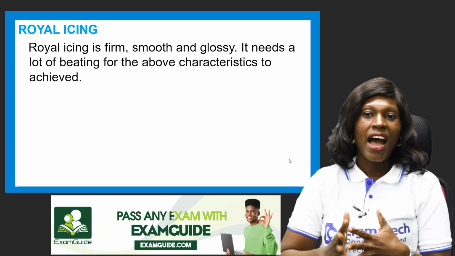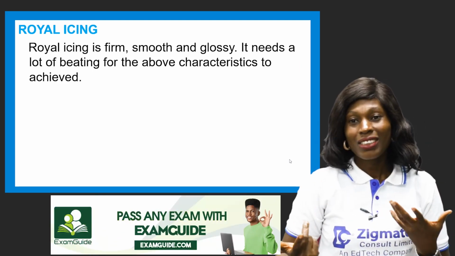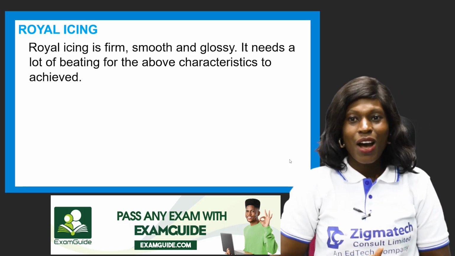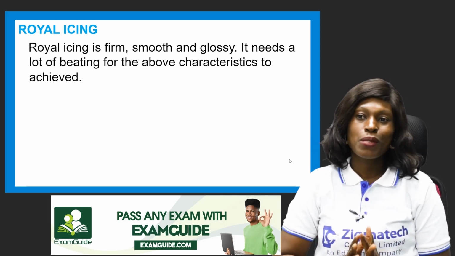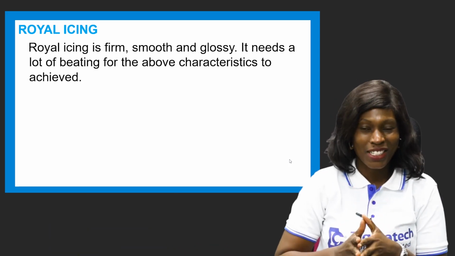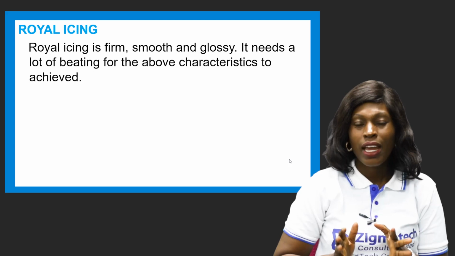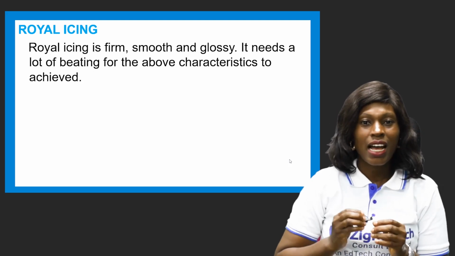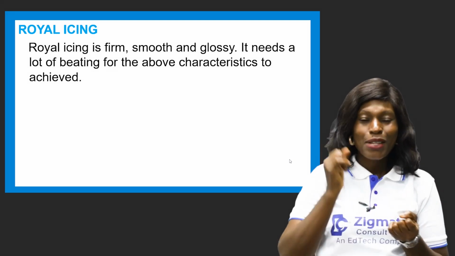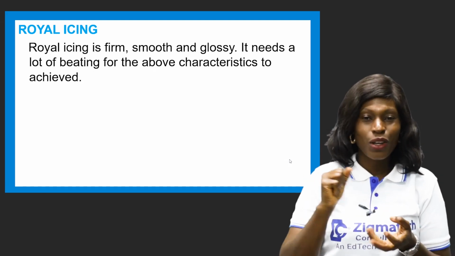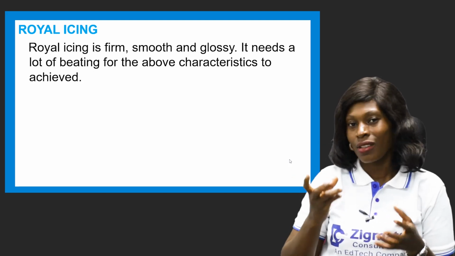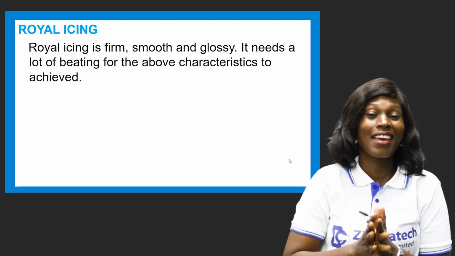Okay, another form of icing that is used to decorate our cake is the royal icing. Now royal icing is firm, smooth, and glossy. It needs a lot of beating for the above characteristics to be achieved. Usually they make royal icing with egg whites, and we use it to write, for write-ups, and also to do some designs on the cake. So royal icing is okay as well.